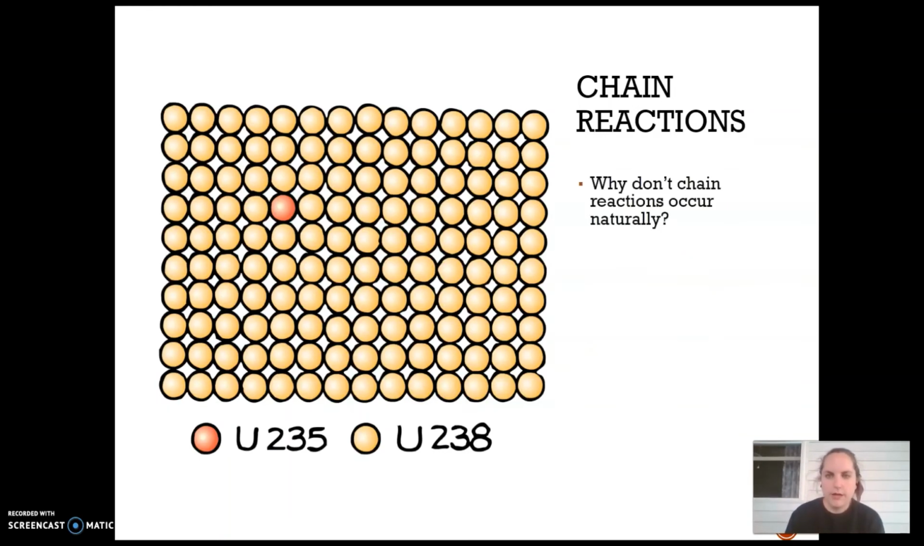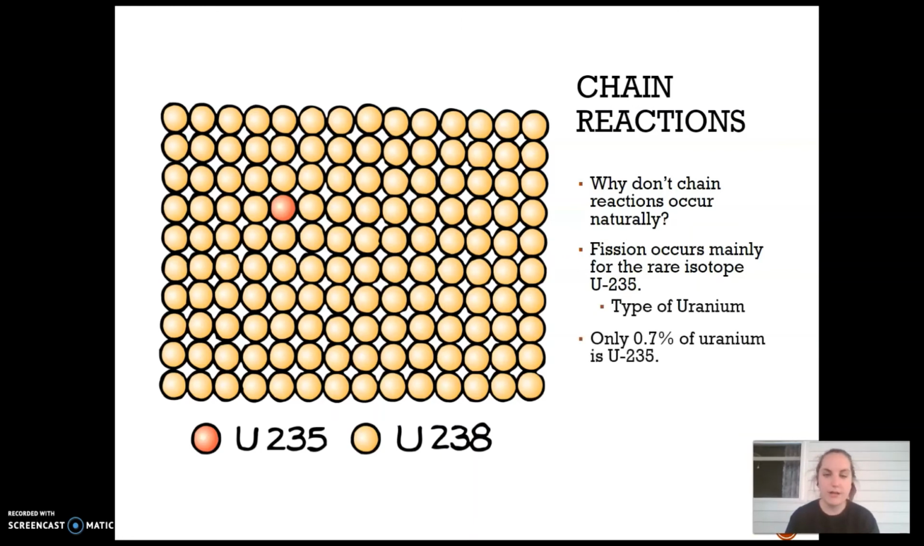So why don't chain reactions occur naturally? Again, it has to do with the size of the nucleus that is needed. It's a really rare isotope, U-235, which is a type of uranium. It's only about 0.7% of uranium, and the majority is U-238, which is a stable version of uranium that can absorb these neutrons.